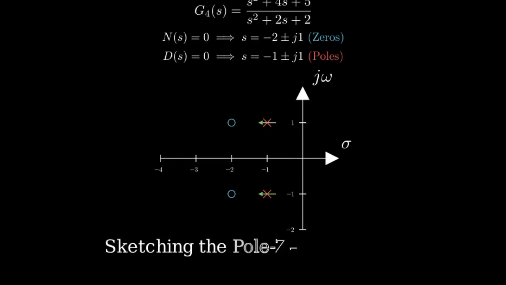To summarize sketching the pole-zero diagram, draw the sigma and j omega axes. Mark each finite zero with a circle and each pole with a cross at their complex coordinates. Indicate multiplicity for repeated roots. This visual map is key to understanding system dynamics.